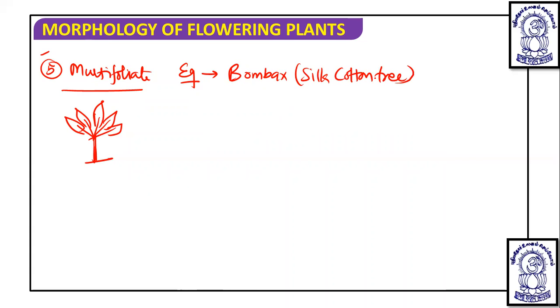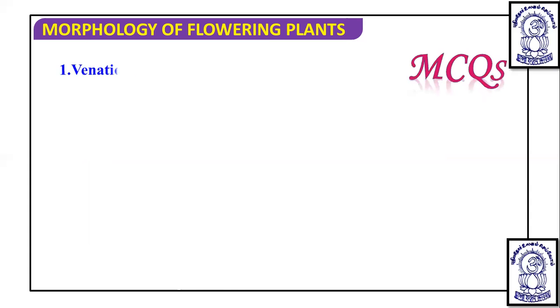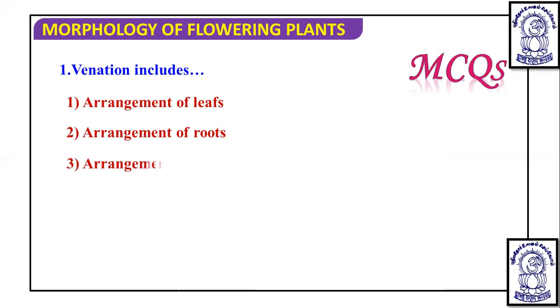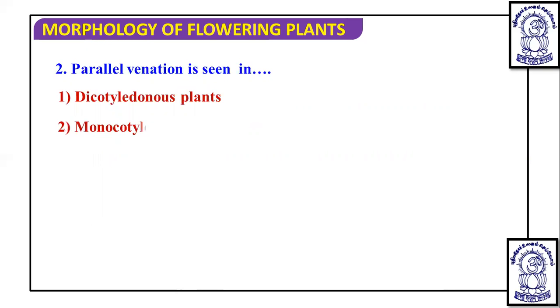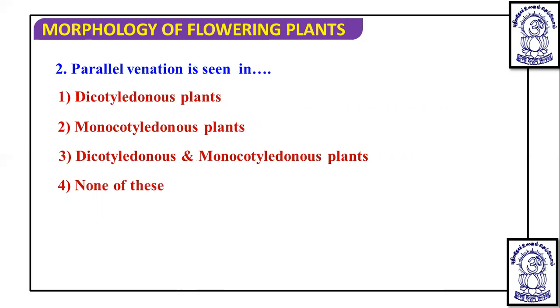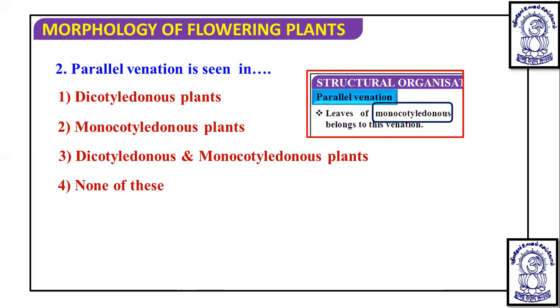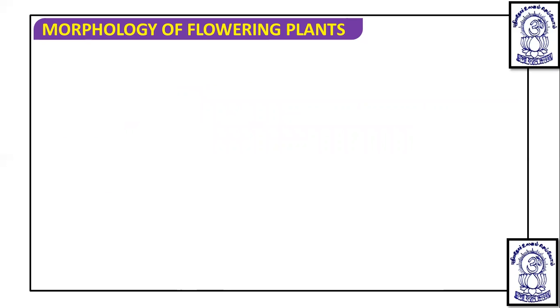Now, after this, if we discuss some of the MCQs: venation includes the arrangement of leaves, arrangement of roots, arrangement of veins, or none of these. So, the arrangement of veins is known as venation. We have studied that there are two types, reticulate and parallel. Parallel venation is usually seen in monocot plants, but there are some exceptional dicots which also show parallel venation.